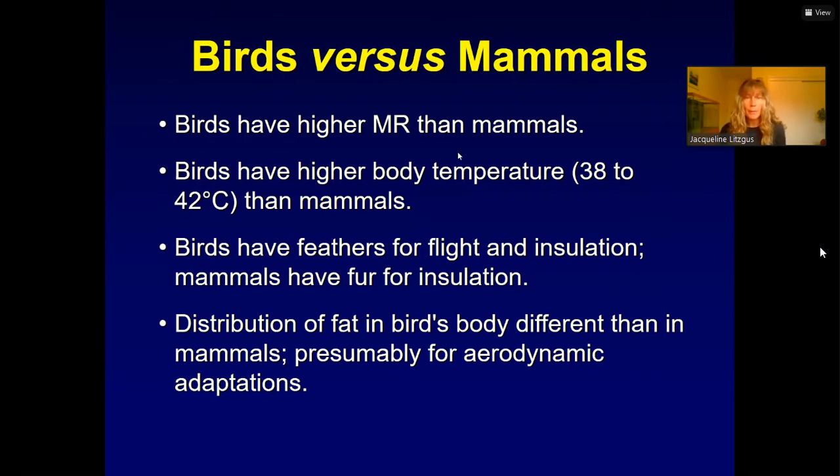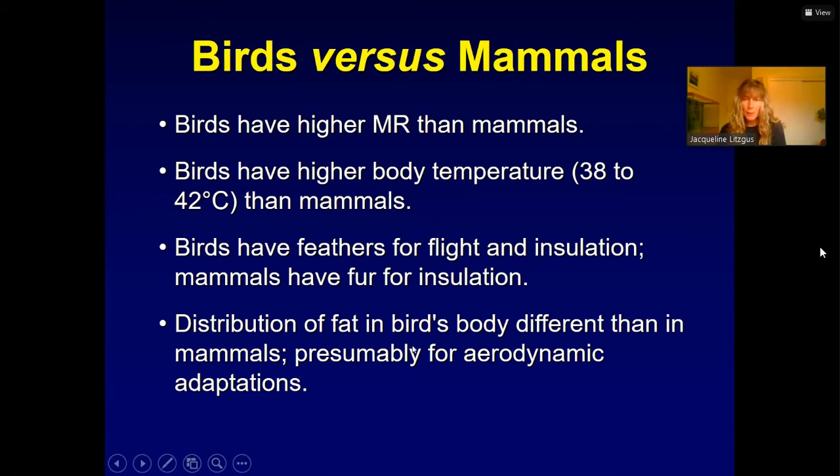Birds have higher metabolic rates than mammals, as we saw in that graphic I showed earlier. Birds tend to have really high body temperatures, from 38 to 42 degrees Celsius, a bit higher than mammals. Of course, birds have feathers for flight, but also insulation. Insulation is the piece we're interested in here because we're talking about thermoregulation. Of course, mammals have fur instead for insulation.